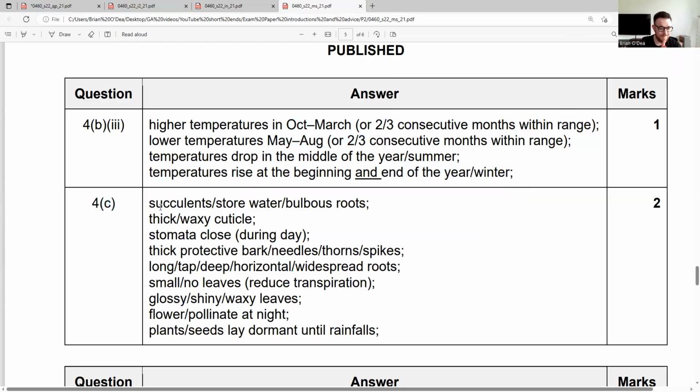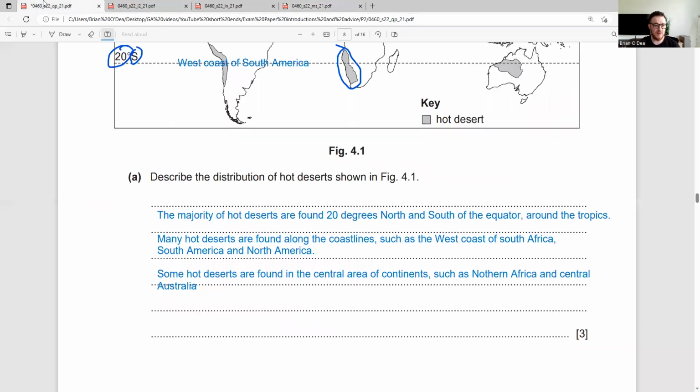For 4C: succulents, bulbous roots, there you go. We've got waxy cuticles as well, stomata open during the day, thick protective barks, needles, thorns, spikes, referencing there the classic cactus. And seeds being dormant. All right, so they come up there. Now, there are things that might not be on there that are still valid. That's absolutely fine. You just want to put them into a sentence format.